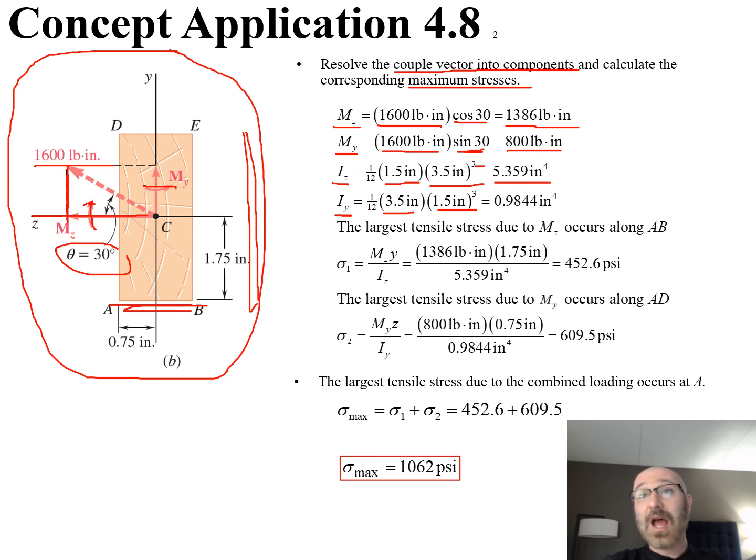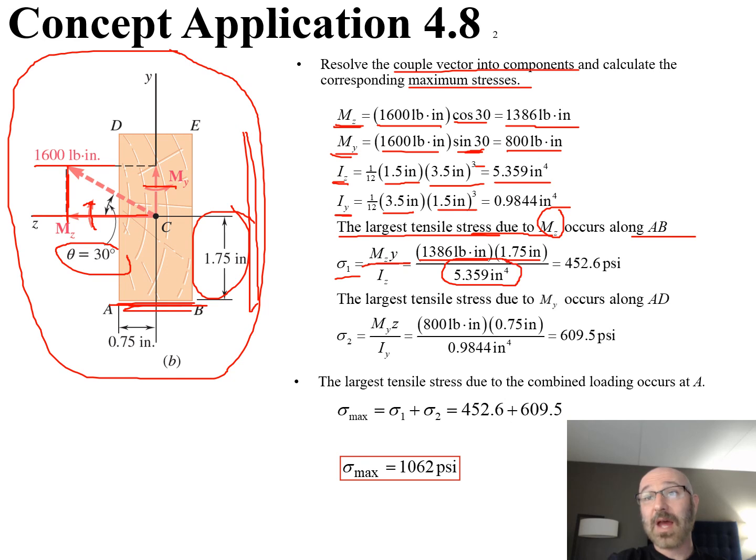So from that information, now we have a value for our mz, my, iz, and iy. Now we can go ahead and calculate the largest tensile stress due to our mz, which is going to occur along AB. Our general governing equation, we're saying this is equal to sigma 1 for that maximum tensile stress due to our mz, is our mz times y over iz, where these are all known values we've calculated now. I can plug in my mz was 1386 pound-inches. My y was 1.75 inches. And now we have our value for our I sub z that we've just calculated above of 5.359. We do this out, and sigma 1 is equal to 452.6 psi.